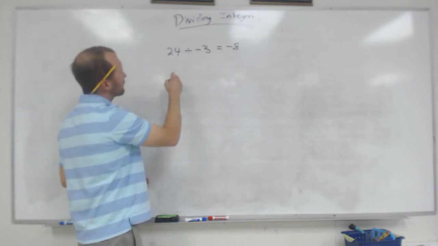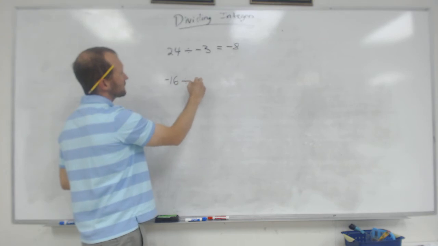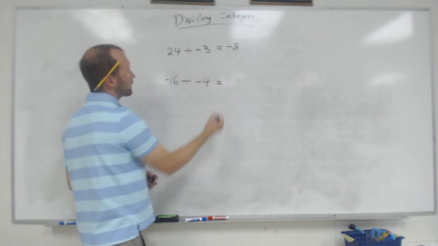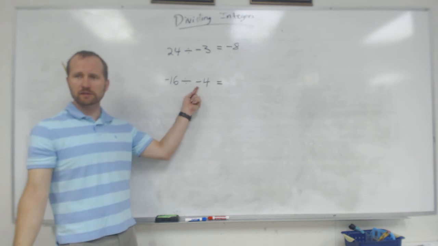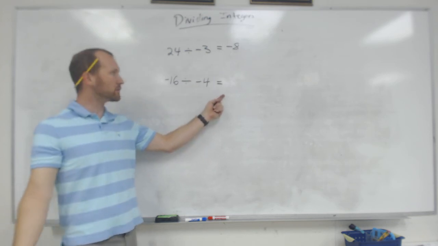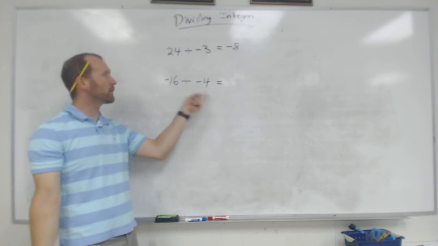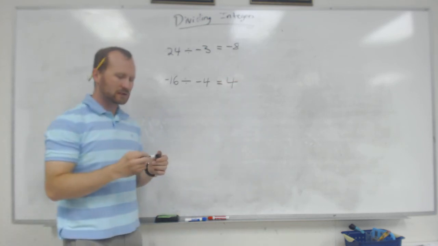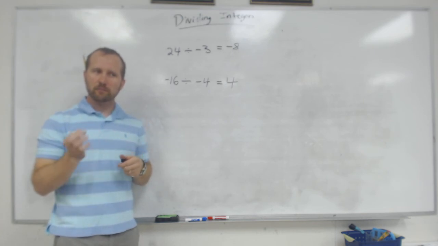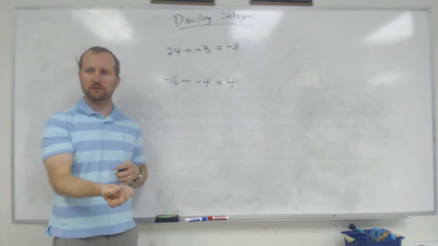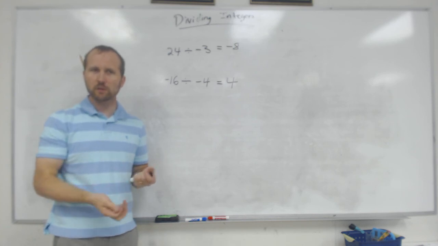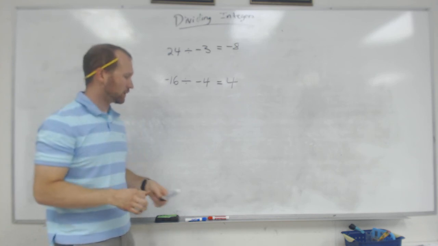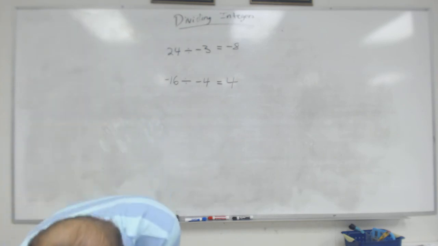Okay, and then what if I had something like negative 16 divided by negative 4? First thing I say, a negative divided by a negative is a positive, so I have a positive answer. 16 divided by 4 is 4, so my answer is positive 4. So do you see how I'm doing those two steps? I'm thinking about the rules first and then the division, just like we did with multiplication. Okay, very good. Nice and short video today.